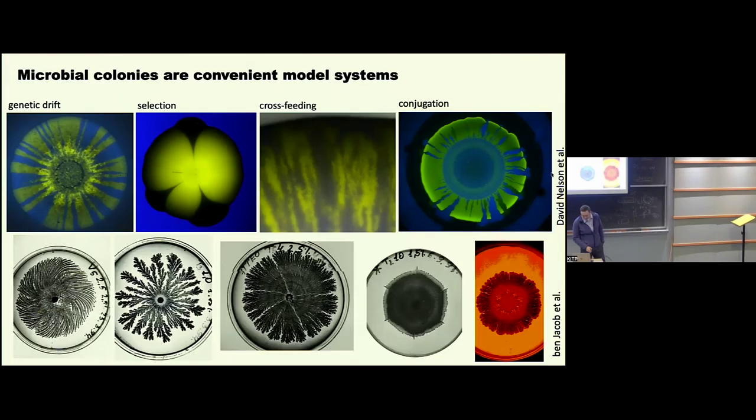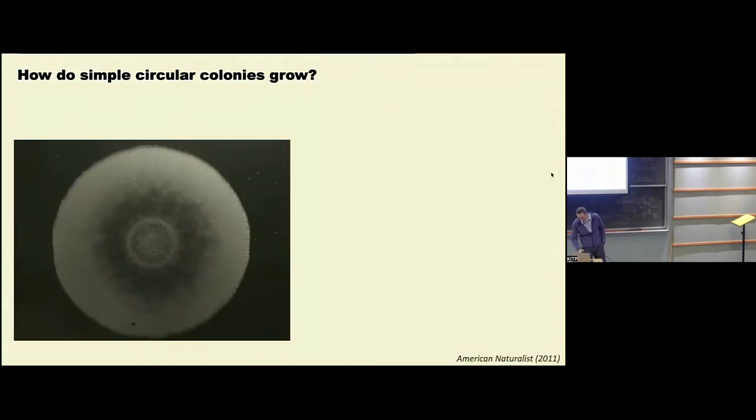And then, of course, microbial colonies for a long time have been known to be prime examples of active matter, where they produce a variety of patterns. Now, what I'm going to be telling you about is, this is all great, lots of interesting physics, but maybe too complicated for me. So I'm going to talk about how this guy grows.